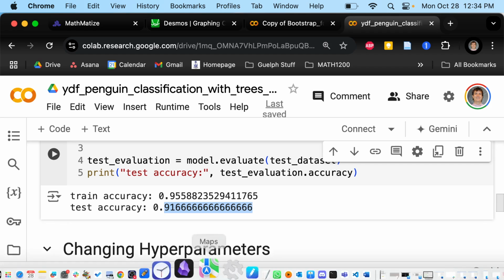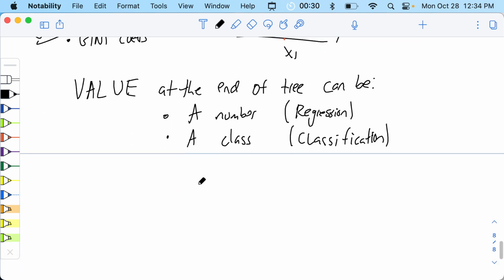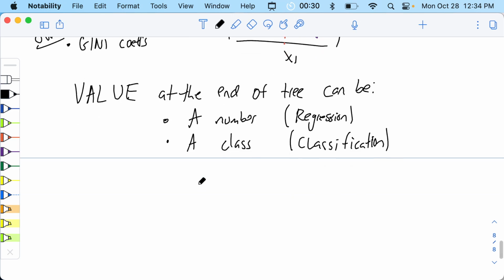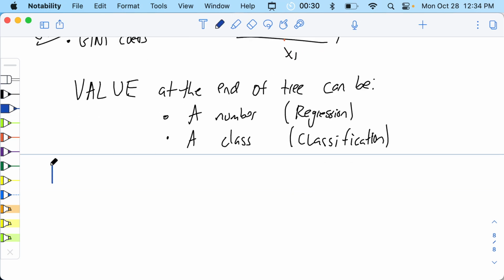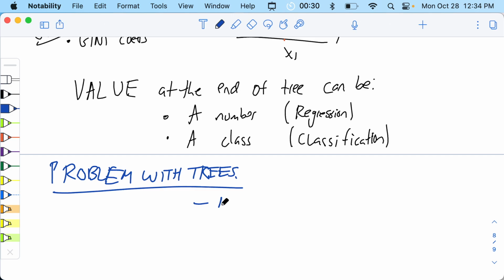So we've told you what a tree is, which is not too complicated at the end of the day. It's asking these questions. And here's the problem with trees. The problem with trees is they're not great for accuracy.